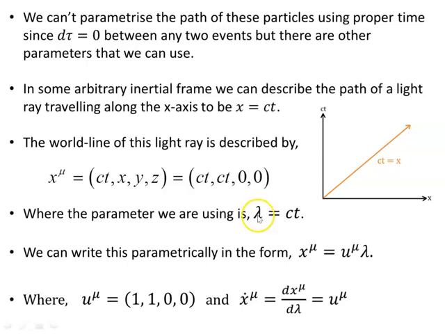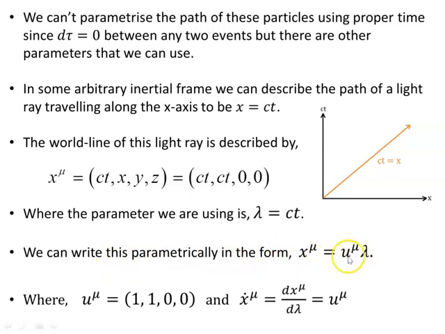So we're going to use this parameter. We're not going to use squares of this or cubes or any other powers of this. We're just using lambda, and any linear combination of other scalars with it also works. So lambda is ct. Now we can write this parametrically in the form x mu equals u mu lambda.